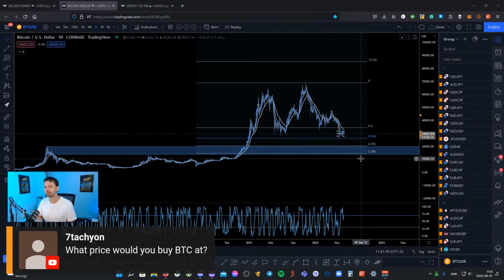It might happen at 10 as well. But if we go lower than 15K, I think we're way below the reload zone, and I'm not really going to be interested at that point.